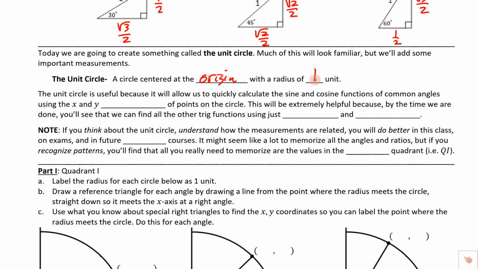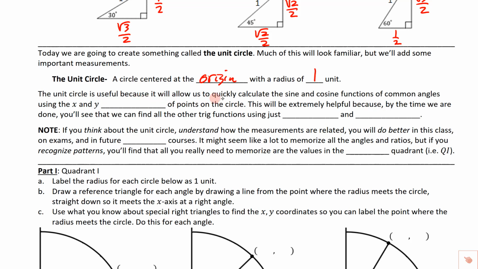So from our study of circles, we know that the only two things that are important about a circle is where is it and how big is it. This is at the origin, that's where the center is, and the radius could not be easier. The radius is just 1. Everybody good there? Okay.